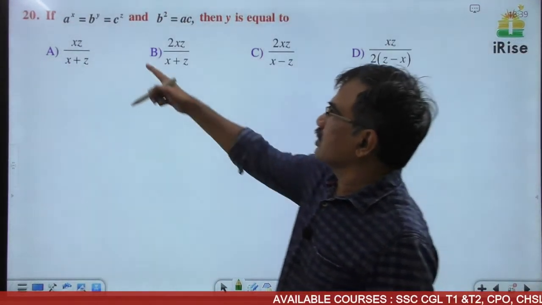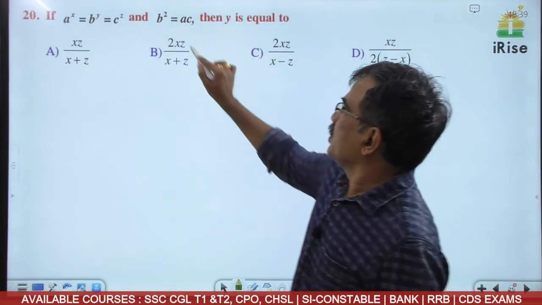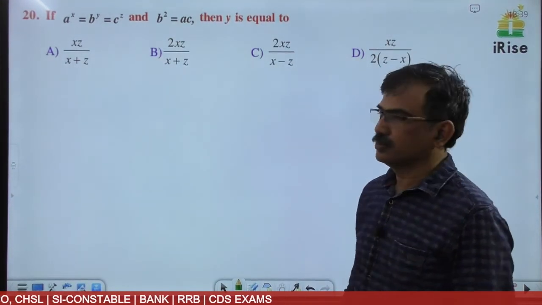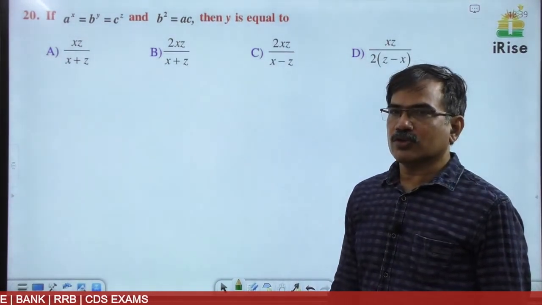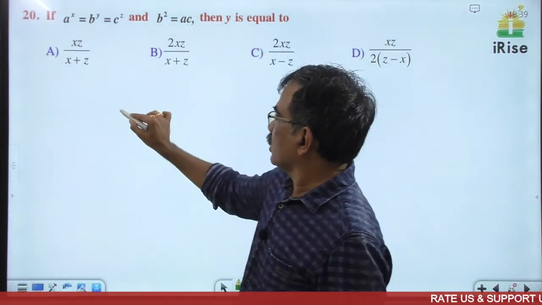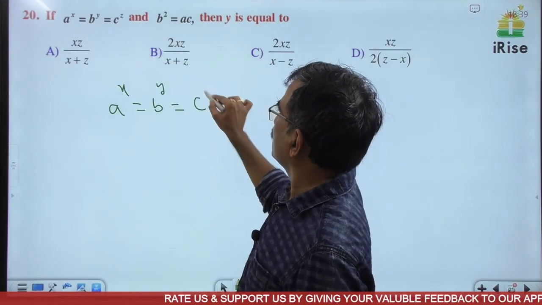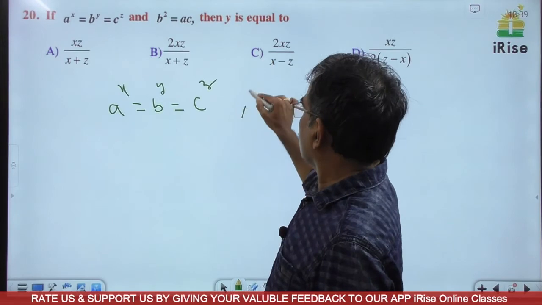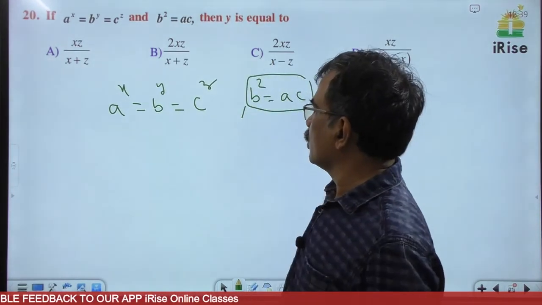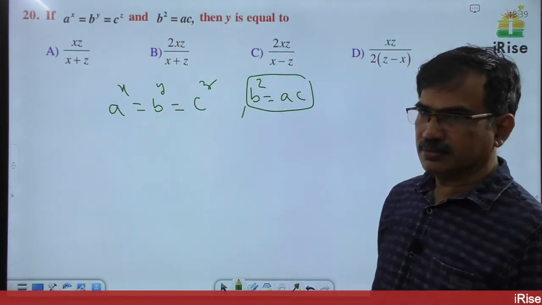If a power x is equal to b power y is equal to c power z, and b square is equal to ac, then what is y equal to? Here, this type of questions also appear, a number of questions based on this. How to solve this one? A power x is equal to b power y is equal to c power z, and b square is equal to ac is the condition. I want to use this condition to solve this. B square is equal to ac.